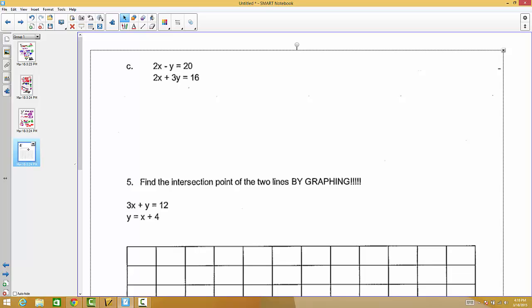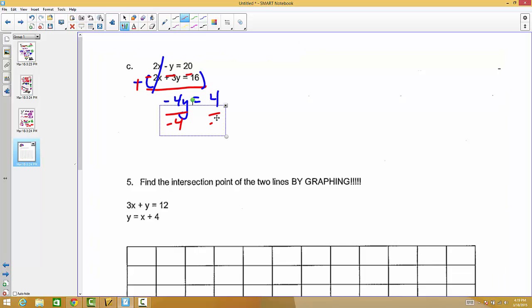And this one is also set up to eliminate, but the 2's are the same sign. So if you add, it does not eliminate, so this time you need to subtract the whole thing. So 2x minus 2x is nothing. Negative y minus 3y is a negative 4y. And 20 minus 16 is 4. If that is tricky, what you can do is make this a plus and change the sign of every term. So in order to isolate the y, you would divide by negative 4. So y is negative 1.